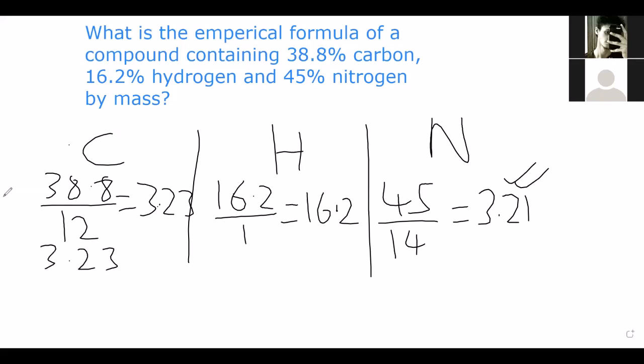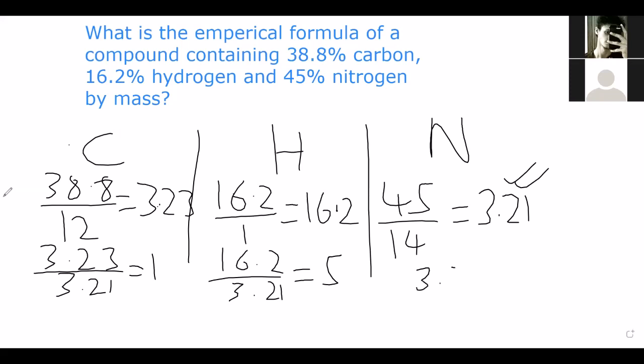3.23 upon 3.21 equals to 1. 16.2 upon 3.21 equals to approximately 5, and then 3.21 upon 3.21 equals to 1. So we have got the ratio of the elements, that is 1:5:1. So the empirical formula will be CH5N.